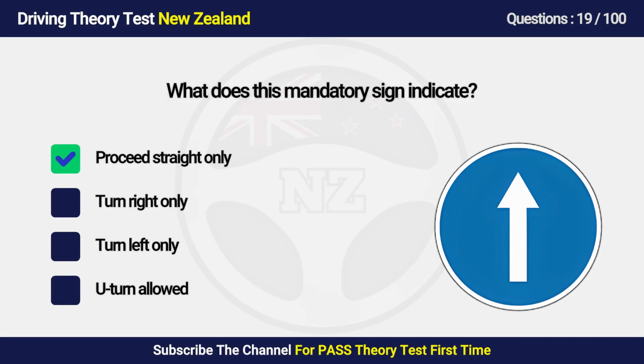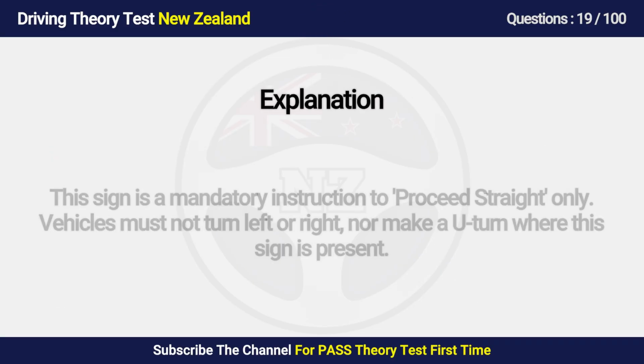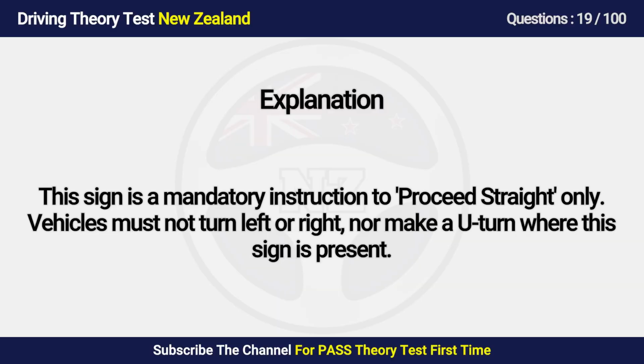Answer is A, proceed straight only. This sign is a mandatory instruction to proceed straight only. Vehicles must not turn left or right, nor make a U-turn where this sign is present.